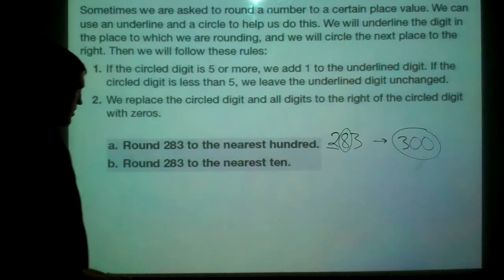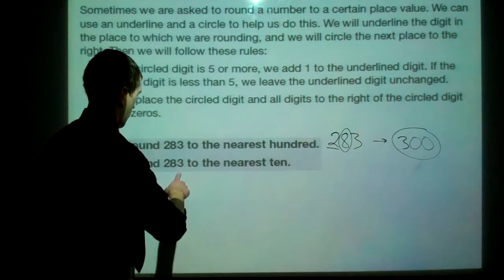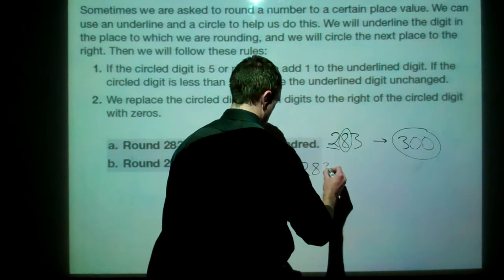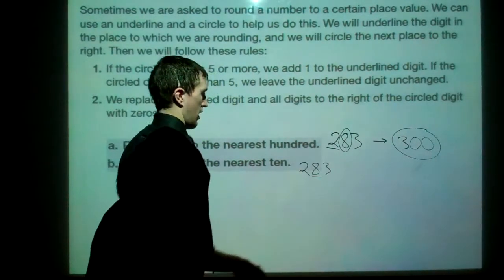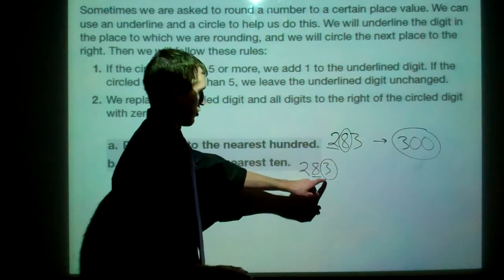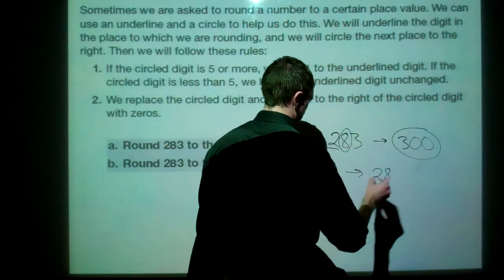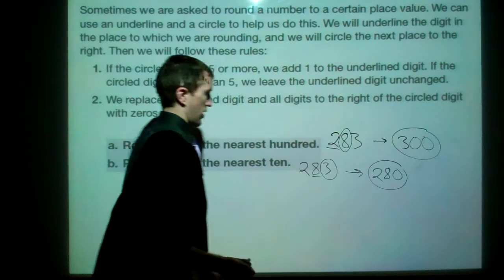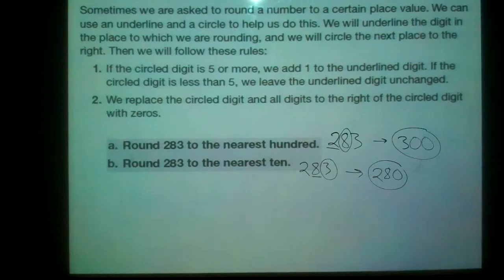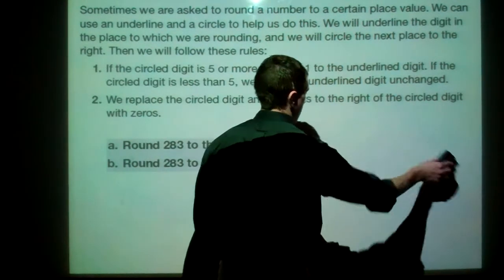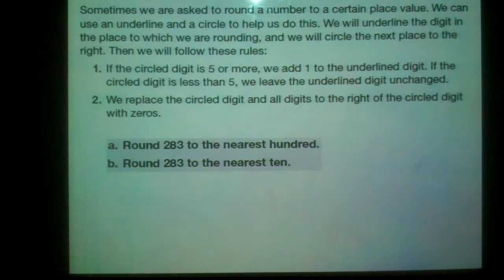Now if we look at 283 to the nearest 10, that would be the tens place, 283. We underline the tens place, and we circle the one to the right. Our circled number is less than 5, so this stays the same as an 8, and this turns into a 0, 280. So we still get the same answers as we did before, but it takes a lot less time. So this is typically the way that we will round. It's just a lot faster. Hopefully that's something we already know how to do. And if not, we have been reminded how to do it.